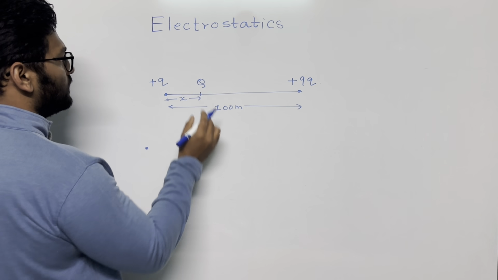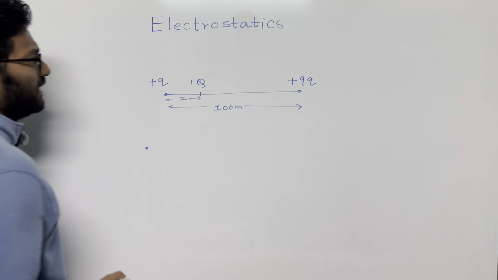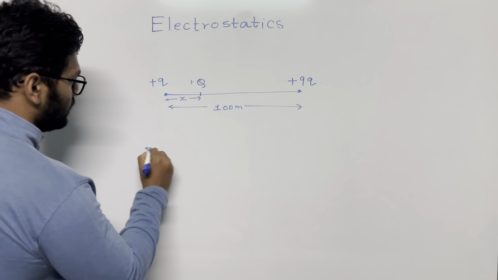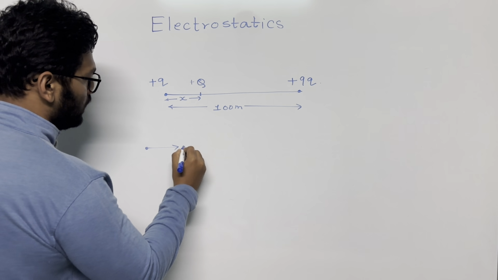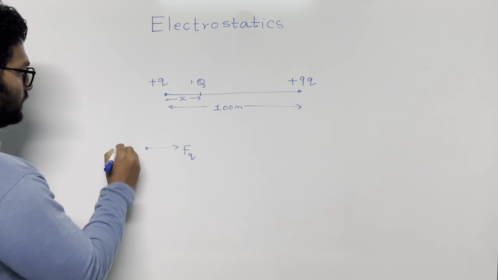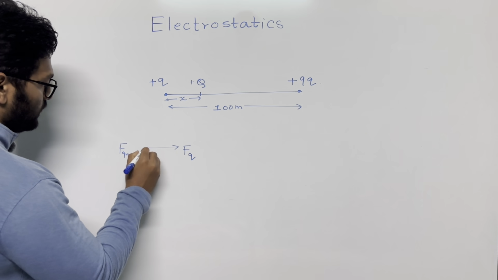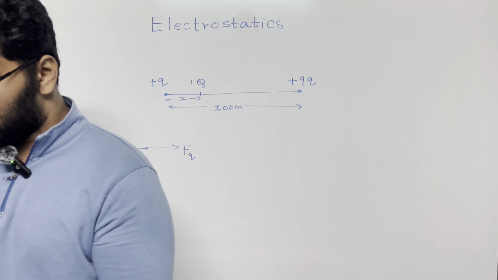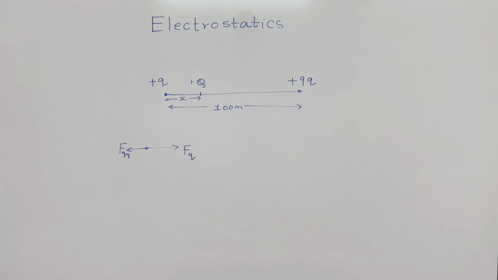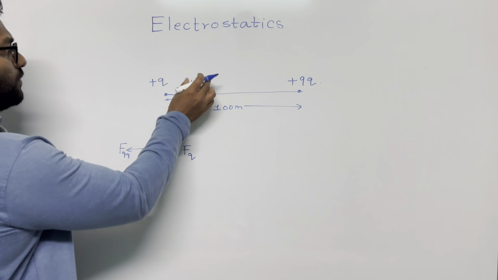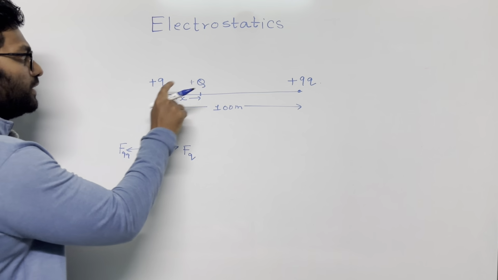Let's say this is charge Q. I assume this as a positive charge; it can be positive or negative, but at the moment I am assuming it is positive. The force on capital Q due to small q is in the right direction, Fq, and the force due to 9q is in the left direction. Both of them have to be equal. So I am going to equate these two forces to find x. My first aim is to find x.